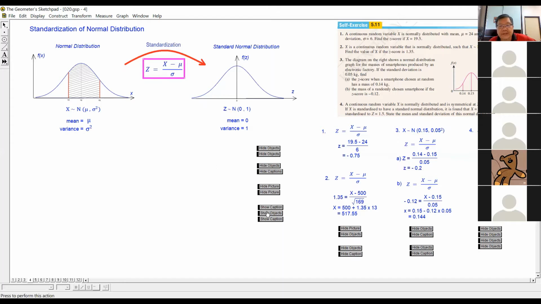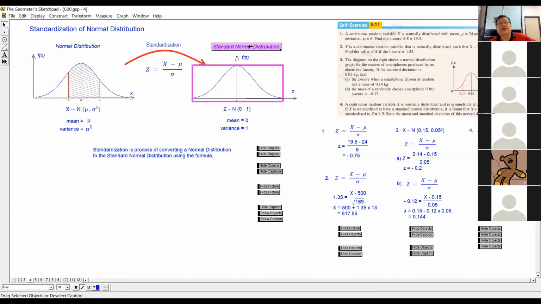So we continue. Standardization is the process of converting a normal distribution to a standard normal distribution using the formula. So we use this formula to convert an ordinary normal distribution to a standard normal distribution. Then you may ask, why is it so difficult? Why must we convert it to a standard normal distribution? The reason is because the table and the calculator values are all set using the standard normal distribution.